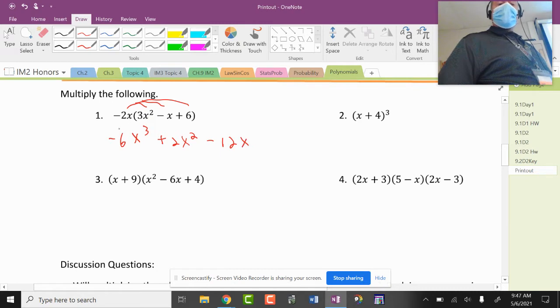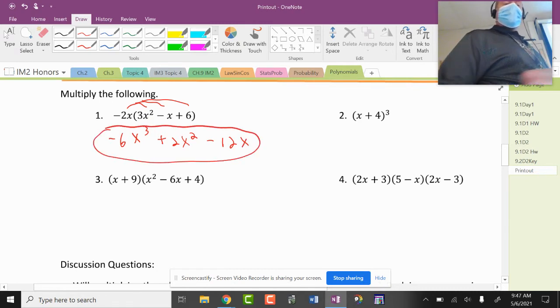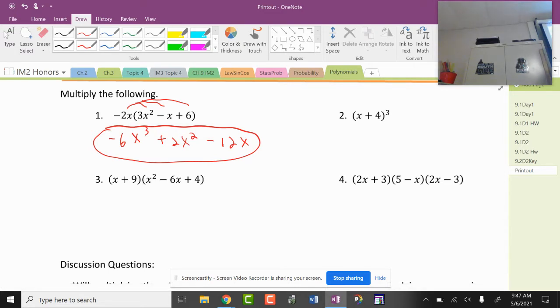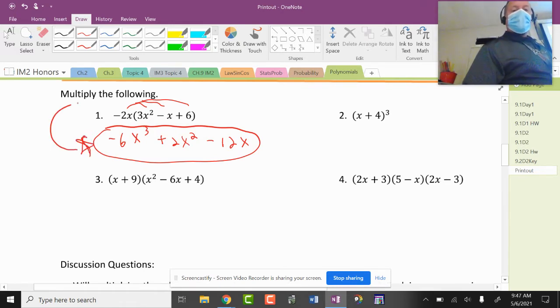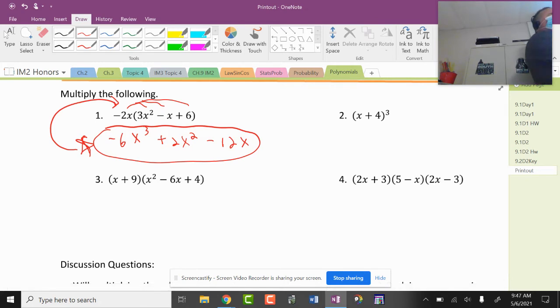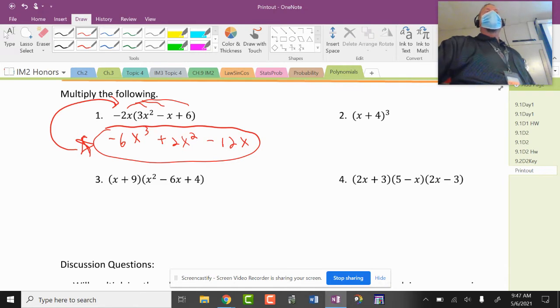Remember, good FOILers, or good distributors, are good factors. This is the answer today. Next week, this is the question, and I'm going to ask you to factor, and that's the answer. That's why I had a big problem with people having a big problem with how to factor. It's just the reverse of multiplying, and that's how I did this back in August, September.